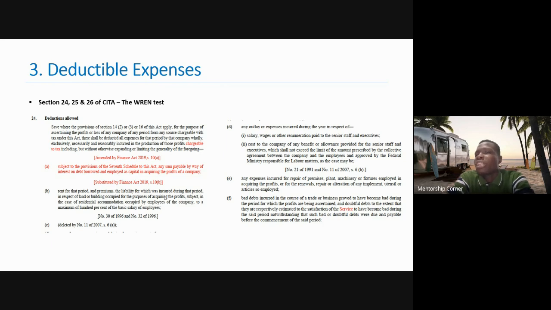Actual expenses. They don't want any kind of provision. They don't want any kind of estimates. They don't want any kind of adjustments that are not actual expenses. So they want to see the actual expenses for the year.